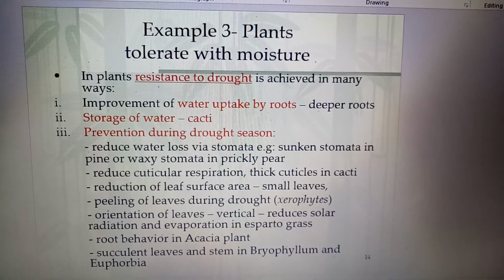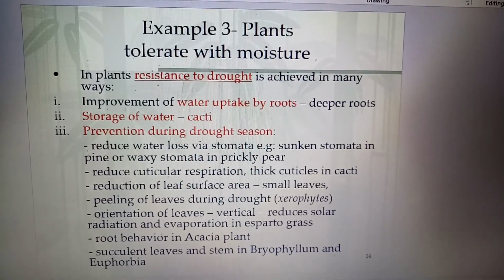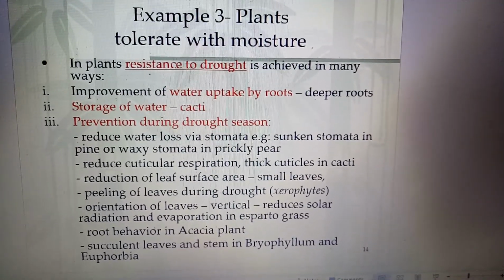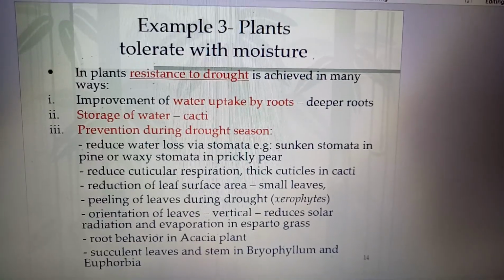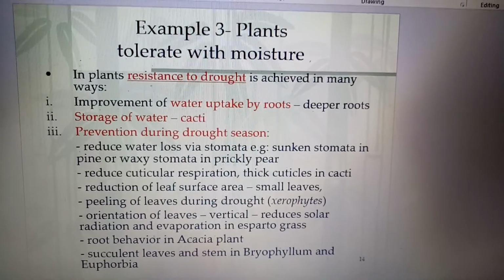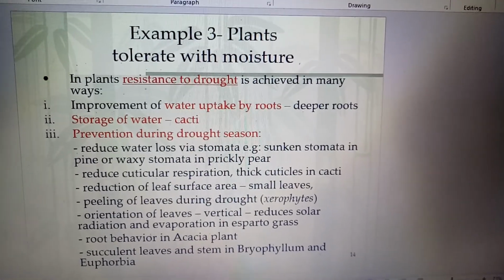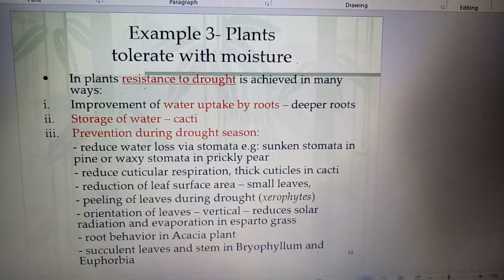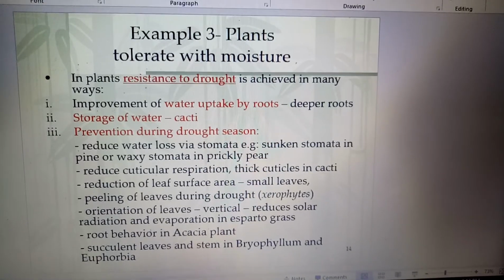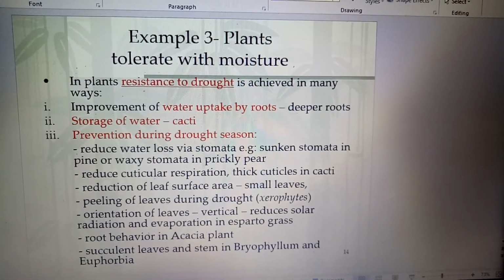Example number 3, plants, tolerance with moisture. In plants, resistance to drought is achieved in many ways. Number 1, improvement of water uptake by roots, for example deeper roots. Number 2, storage of water, as in cacti. And number 3, prevention of water loss during the drought season, where they reduce water loss via stomata, for example sunken stomata in pine or waxy stomata in prickly pear.